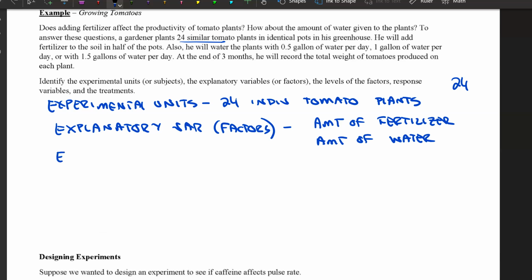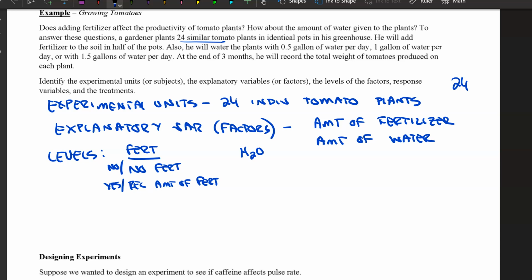The levels. So the levels of fertilizer are none or zero, so no fertilizer. And it doesn't really say how much fertilizer we're using. I guess we'll say the recommended amount of fertilizer. You could actually summarize this as yes versus no. Yes fertilizer or no fertilizer. That would be the levels. Or you could talk about the amount. And then H2O, amount of water, we're using 0.5 gallons, 1 gallon, and 1.5 gallons. So we got 3 levels of water.